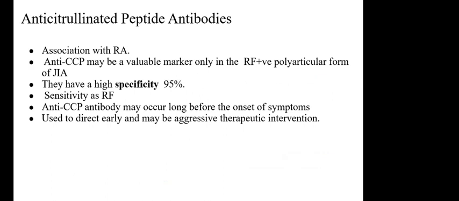Anti-citrullinated peptide antibody, the anti-CCP. It's associated with rheumatoid arthritis, but may also be a valuable marker in the rheumatoid factor positive polyarticular form of juvenile idiopathic arthritis. It has a high specificity, 95%, and its sensitivity is similar to rheumatoid factor. Anti-CCP can be used as a screening test, as anti-CCP antibody may occur long before the onset of symptoms, and also can be used to direct early and maybe aggressive therapeutic intervention.